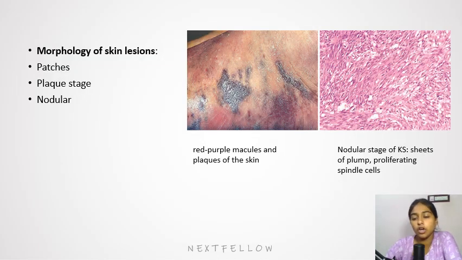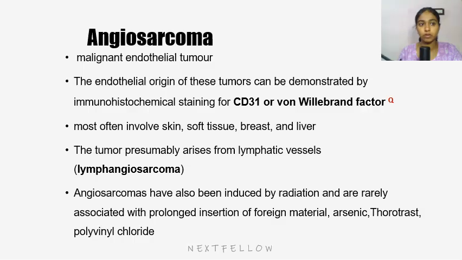So, the morphology of this Kaposi sarcoma lesion involves patch, plaque stage as well as nodular stage. In this photo we can see red purple macules and plaques of the skin, and this is a histological diagram of the nodular stage of Kaposi sarcoma, where we can see spindle shaped cells along with slit like spaces of vascular channels.